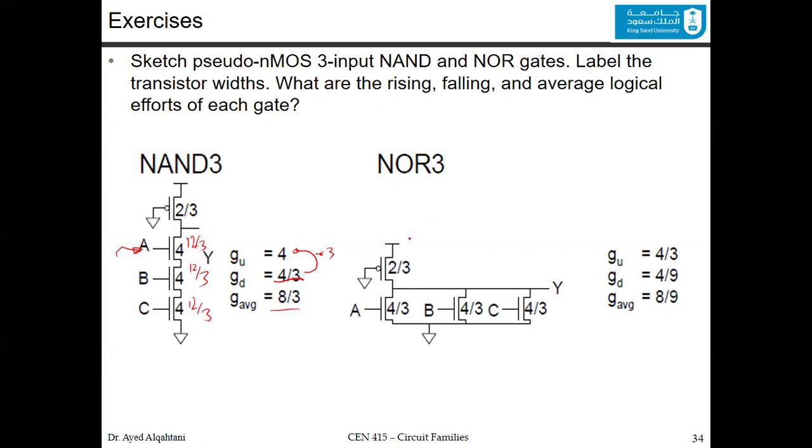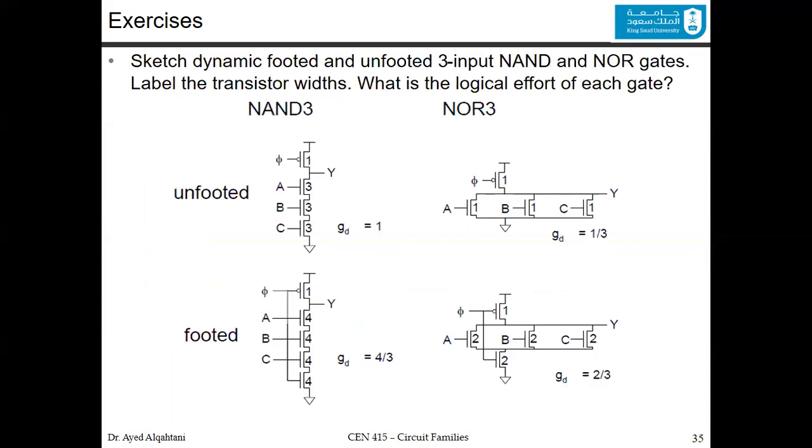For the 3-input NOR, you have one of the inputs. The input capacitance is 4/3. You divide it by 3 to compare it to the inverter. It becomes 4/9. And you multiply it by 3 to get this one. And that's it. You can average them as well. So this is also just the next step question for the pseudo-NMOS.